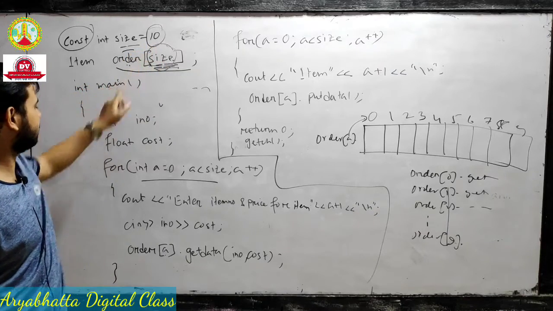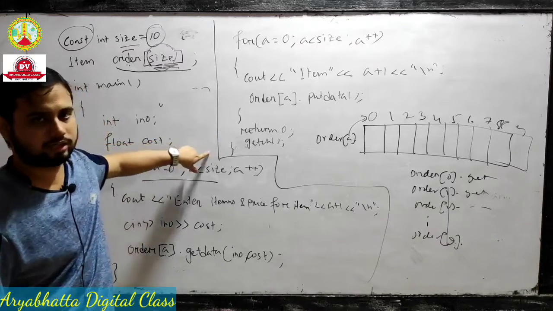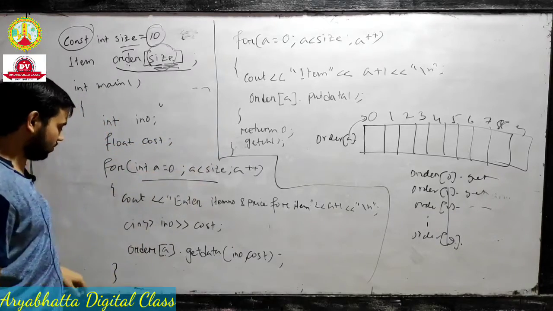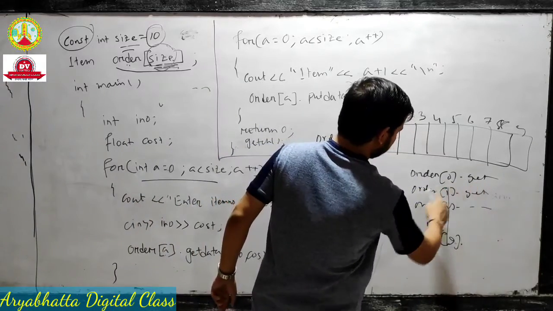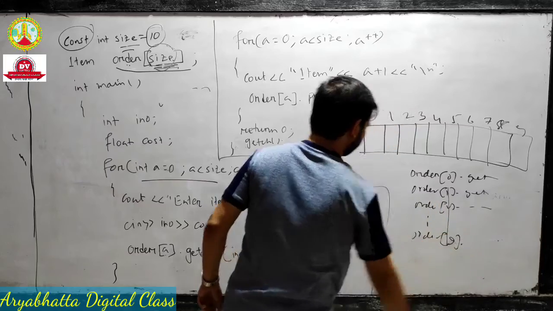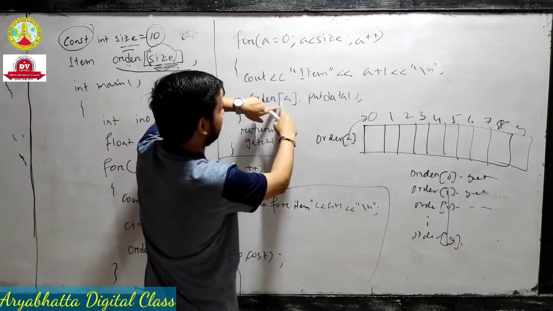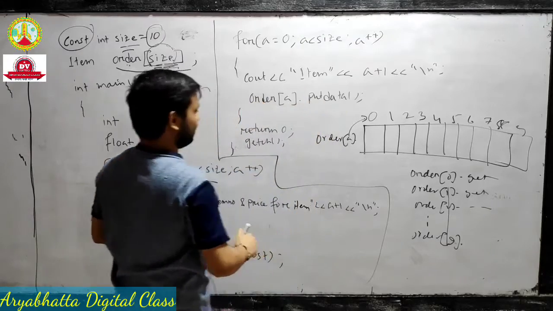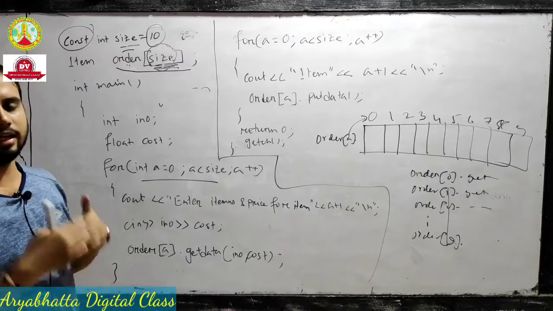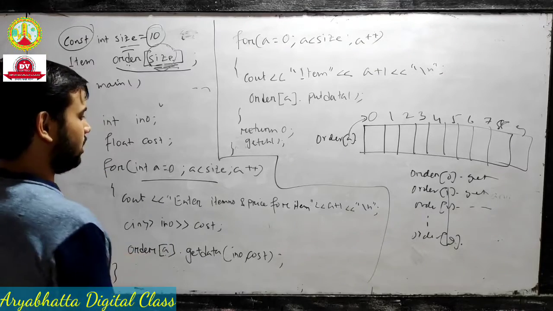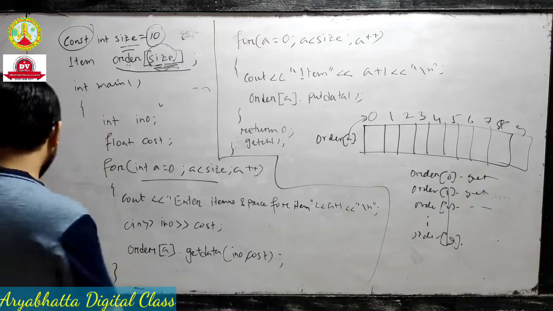Okay, means loop is iterated from 0 to 9, right? And order A means it will access 10 times. Order 0 dot get data, order 1 dot get data, order 2 dot get data, like that. And like in here also output, order 0 dot put data, 1 dot put data. Okay, means it will access the 10 item price and 10 item number, right? Means 10 times it will access, 10 times access by the object.